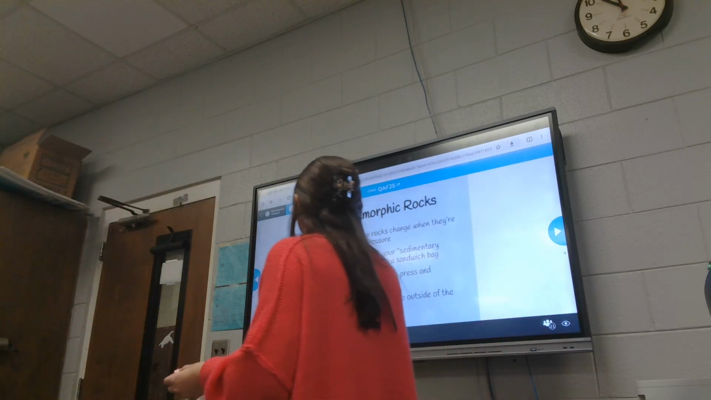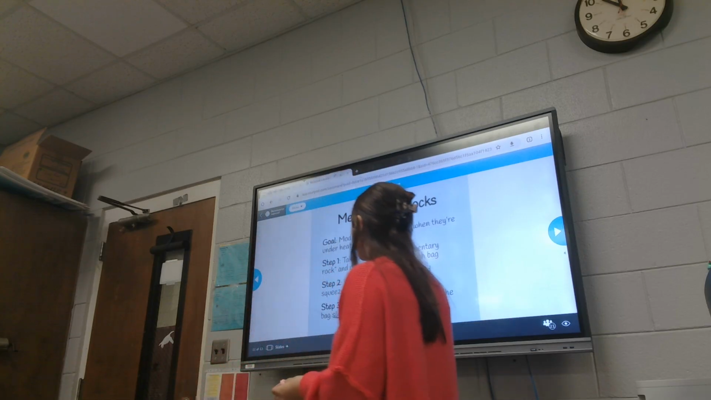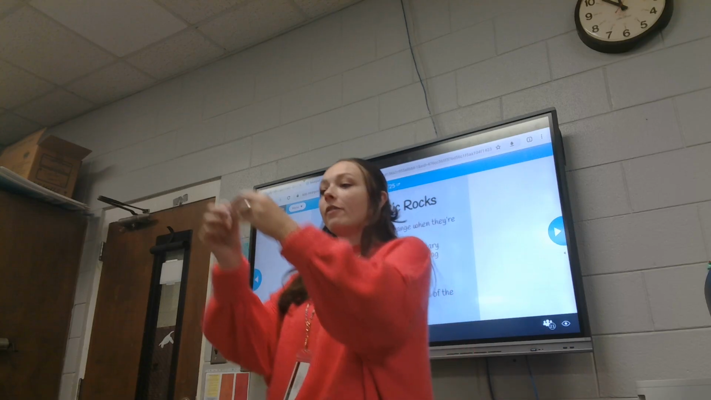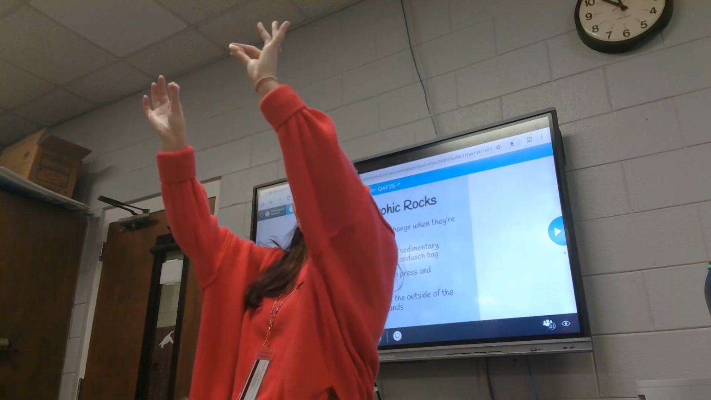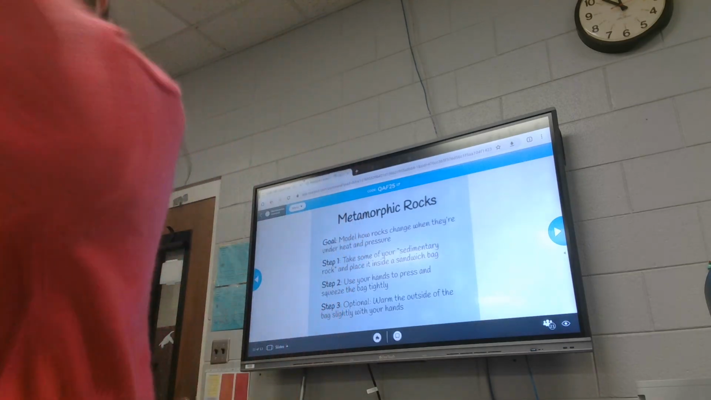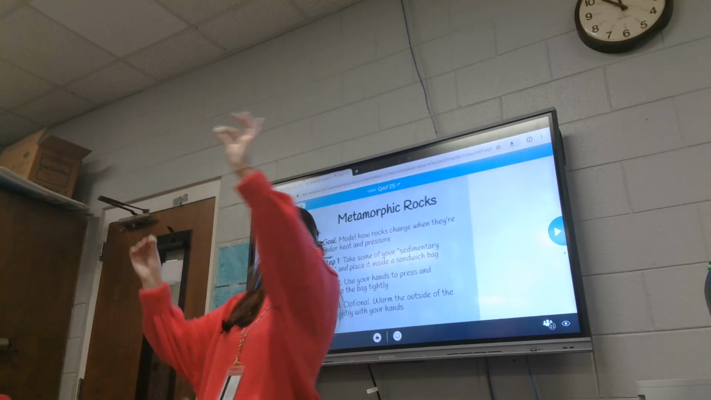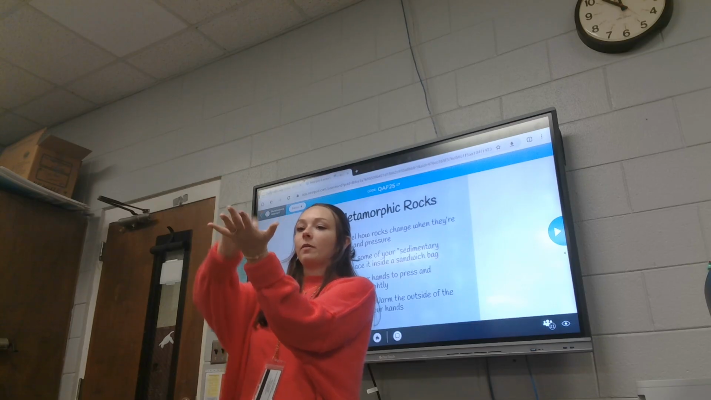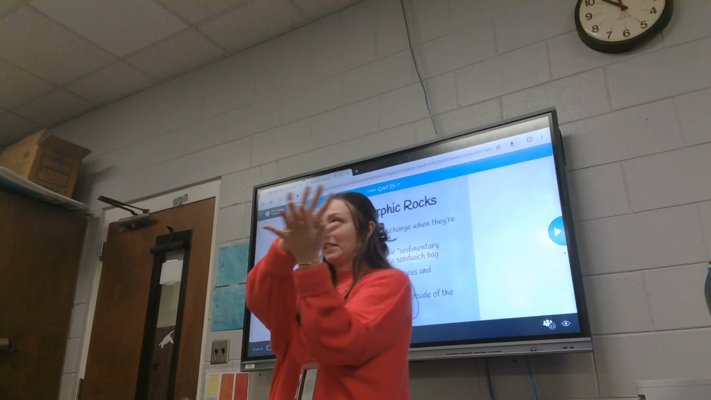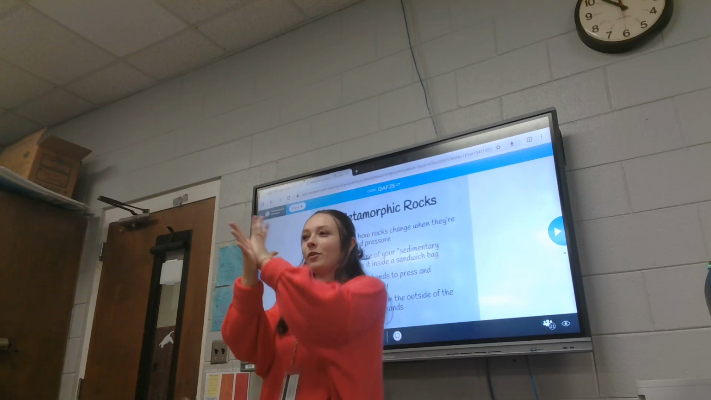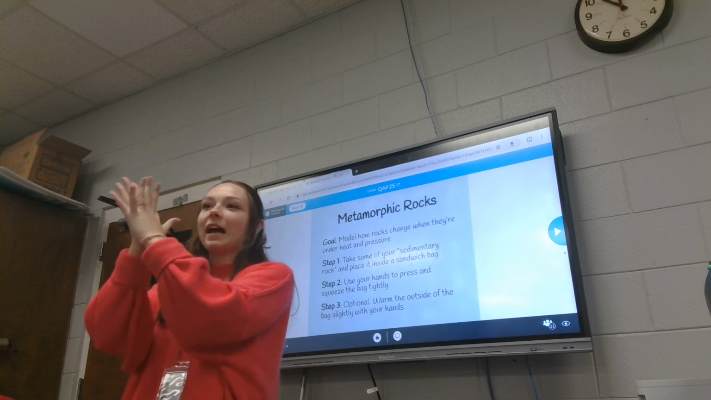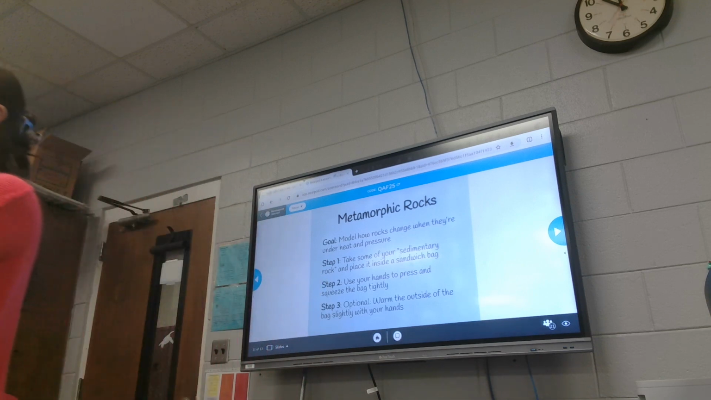Okay, so metamorphic rocks. This one is going to show how rocks change when they're under heat and pressure. So let's take some of our sedimentary rock and break it apart. We're going to put half of it down. And now we're going to take this new rock, and it's going to crash into that one, and we're going to crush it with your hands. Okay, and now we're going to move it around in our hands like this, and it's going to cause some heat. We're causing heat and pressure. And we're going to open our hand up, and we have a brand new rock.